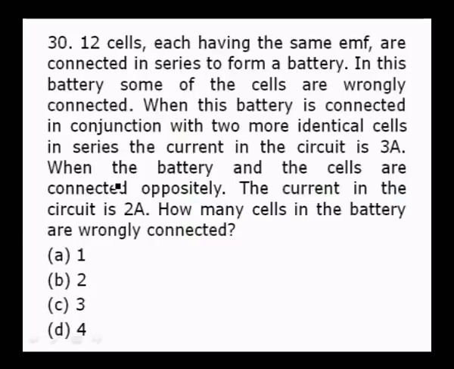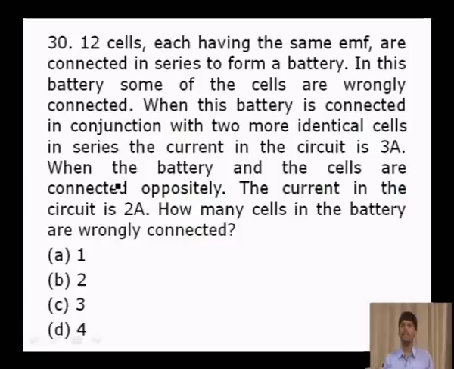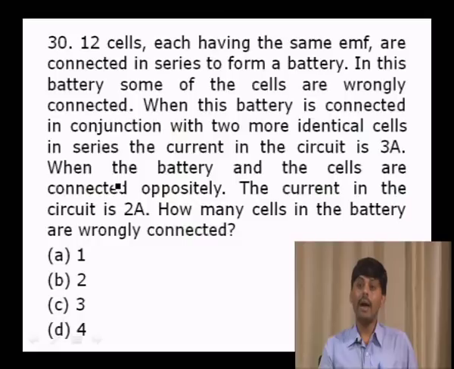Question number 30. 12 cells, each having the same EMF, are connected in series to form a battery. In this battery, some of the cells are wrongly connected. When this battery is connected in conjunction with two more identical cells in series, the current in the circuit is 3 ampere. When the battery and the cells are connected oppositely, the current in the circuit is 2 ampere. How many cells in the battery are wrongly connected? Option A 1, option B 2, option C 3, option D 4.